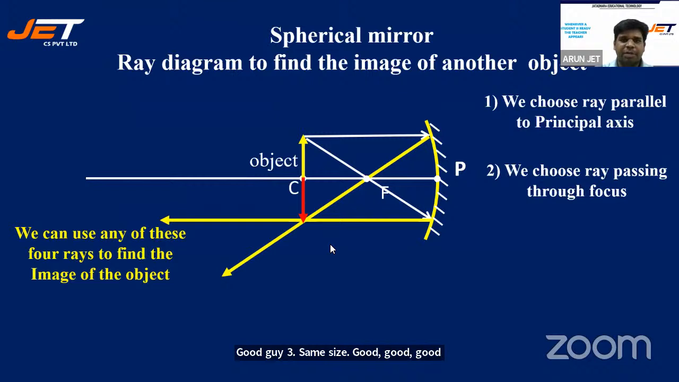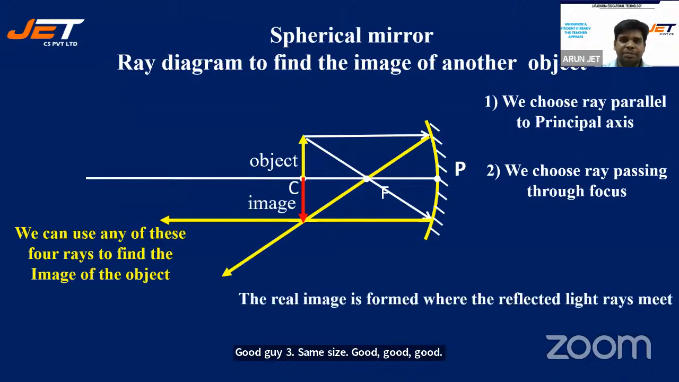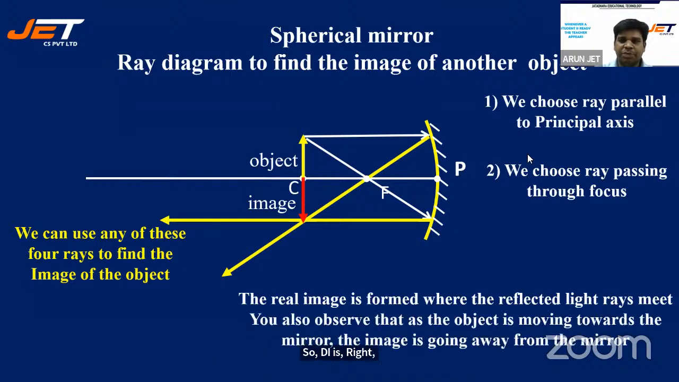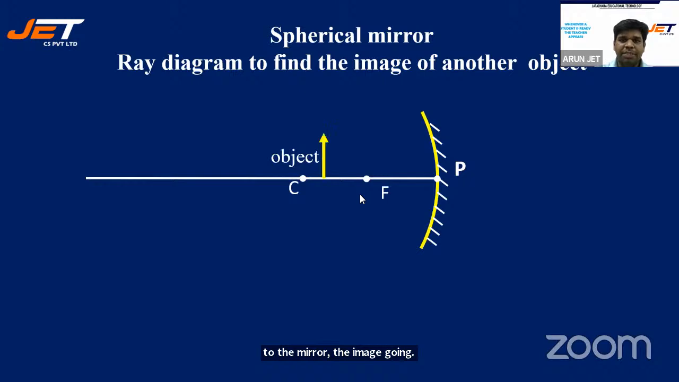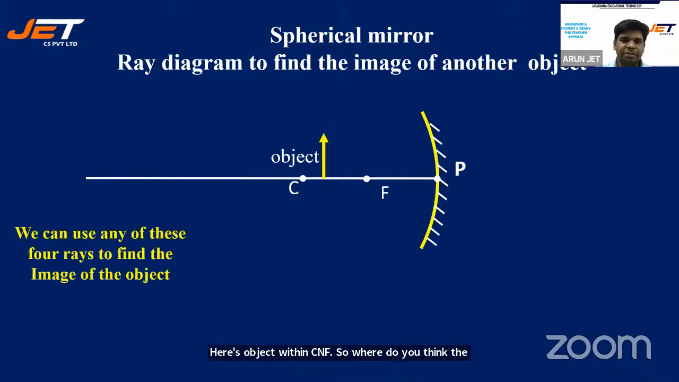All right. Now let's see what happens if I move it further. A real image is found where the reflected light rays meet. You observe that as the object moves closer to the mirror, the image goes away from the mirror. Here is the object between C and F. So where do you think the image would be? Very obvious. Beyond C. Good, Gayatri.